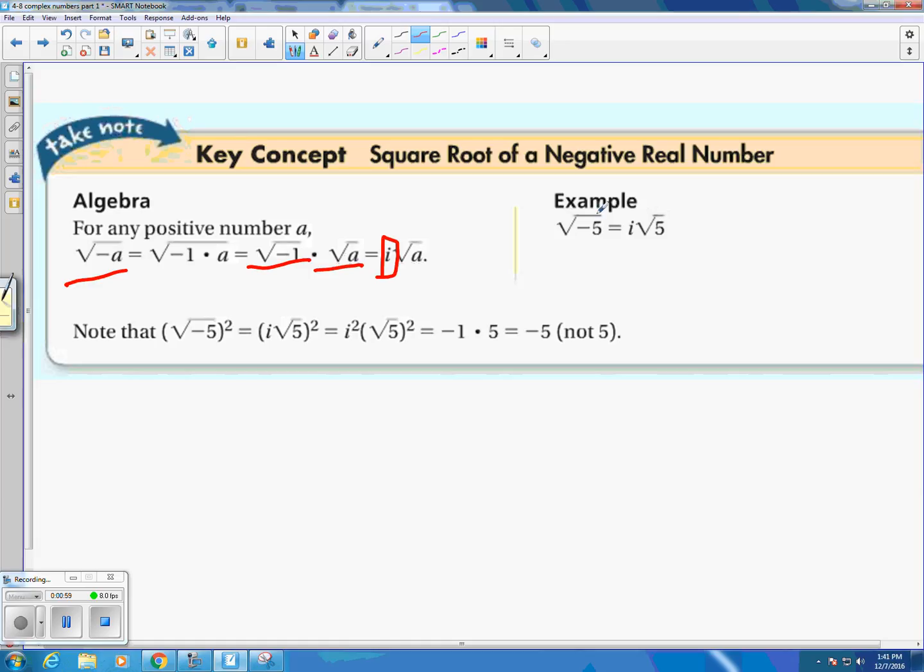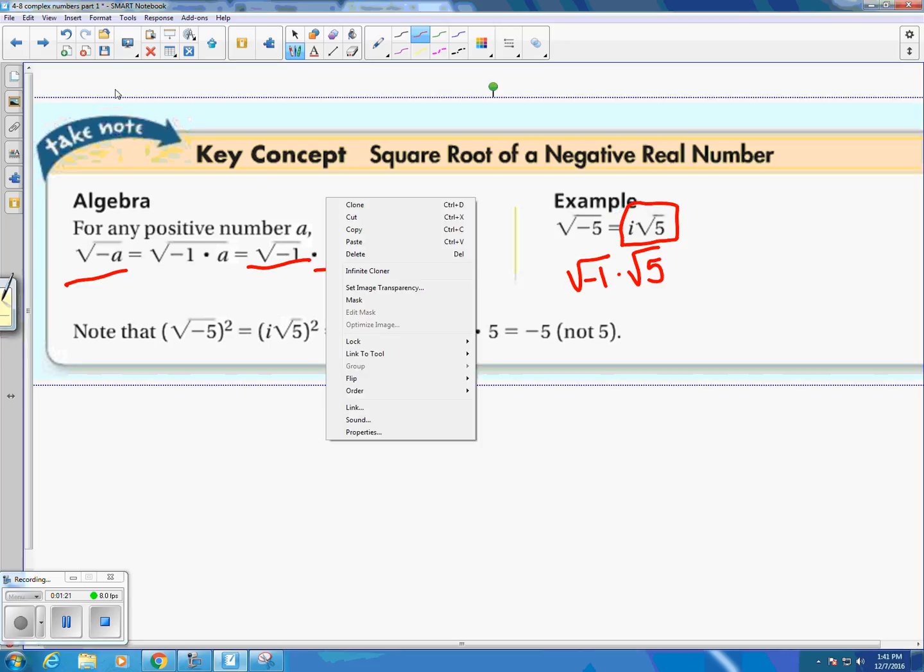So if we are finding the square root of -5, we are going to separate the square root of -5 into the square root of -1 times the square root of 5. Since we know that the square root of -1 is i, our final answer would be i times the square root of 5.